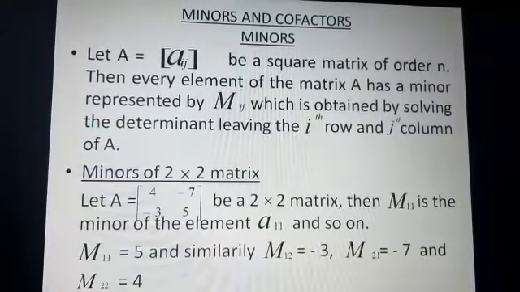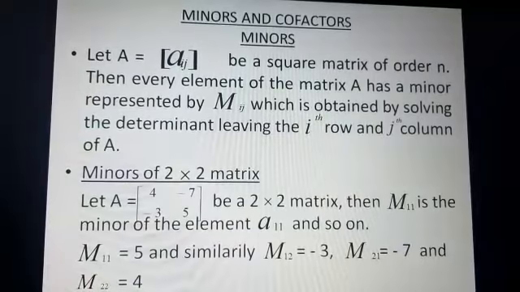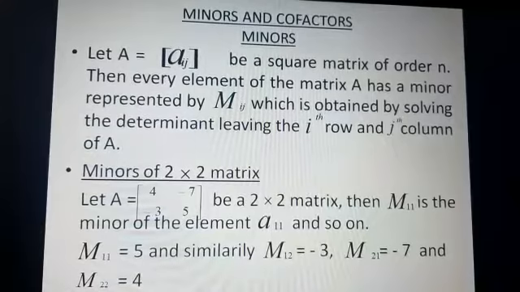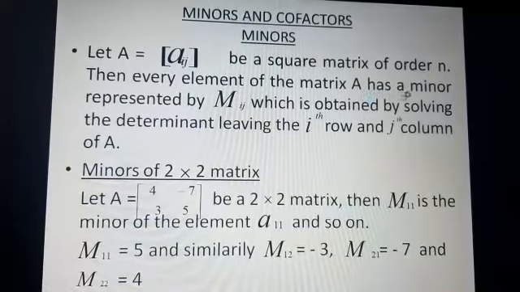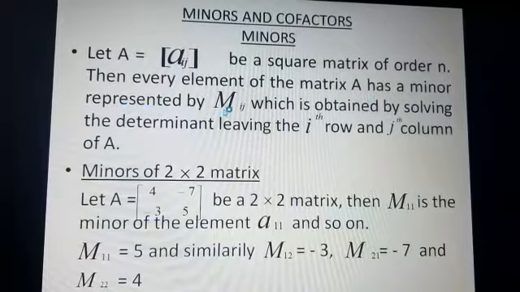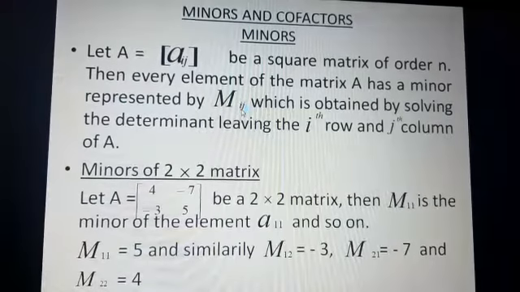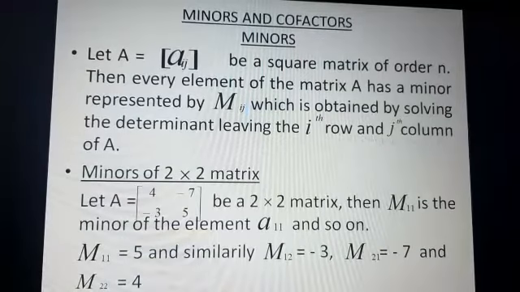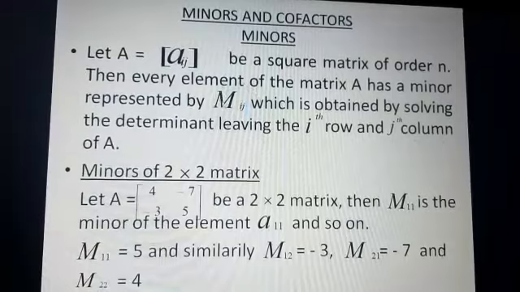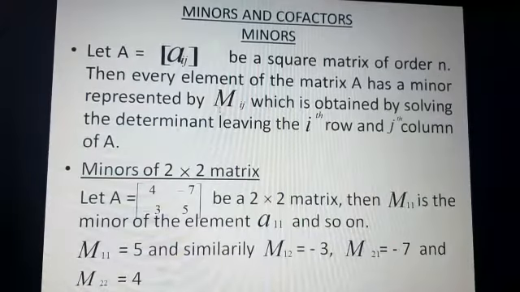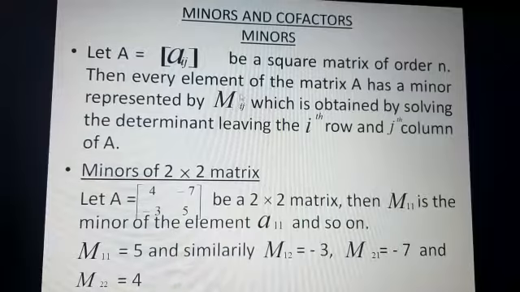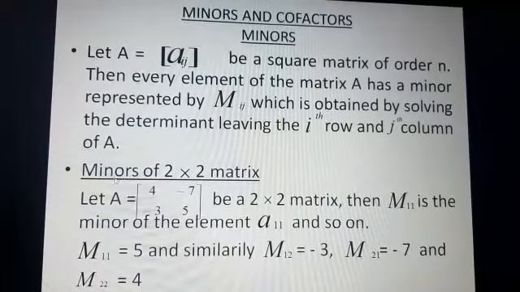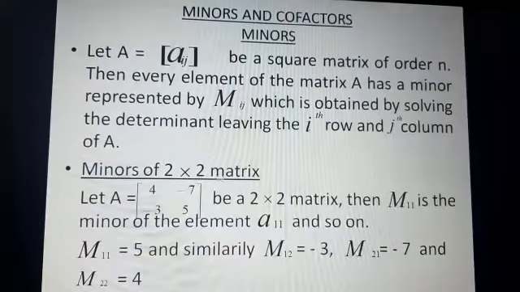If a matrix Aij is given as a square matrix of order n, then every element of the matrix A has a minor represented by Mij, which is obtained by solving the determinant leaving the ith row and jth column of A. So actually a minor is a value associated with each element of the matrix, represented by Mij. I am taking an example of minors of a 2 into 2 matrix.